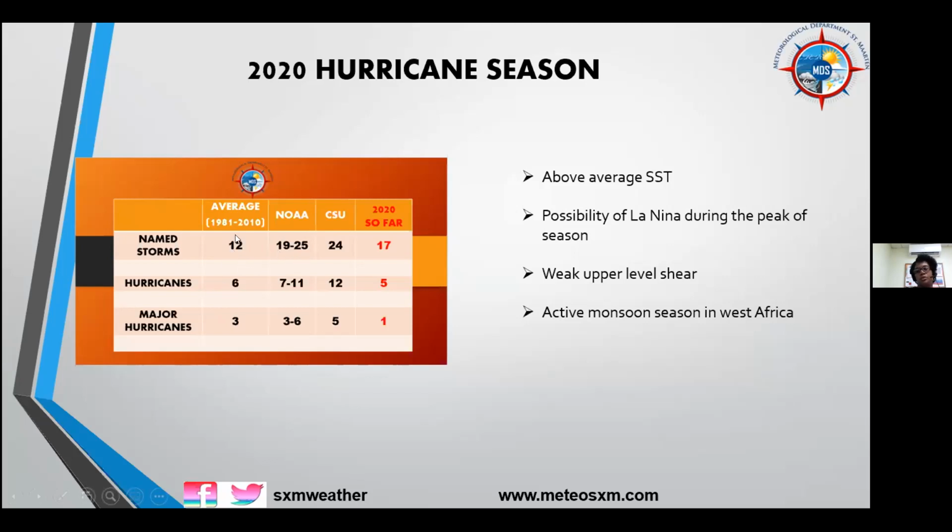Well, before the predictions, on average, based on data from 1981 to 2010, an average season has about 12 named storms, 6 hurricanes, and 3 major hurricanes. That is category 3 and up.